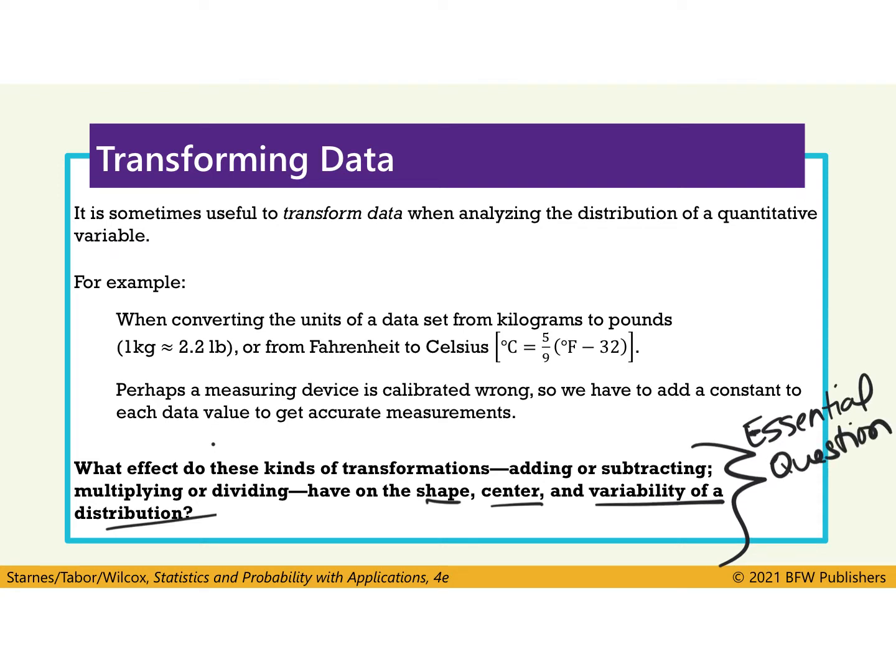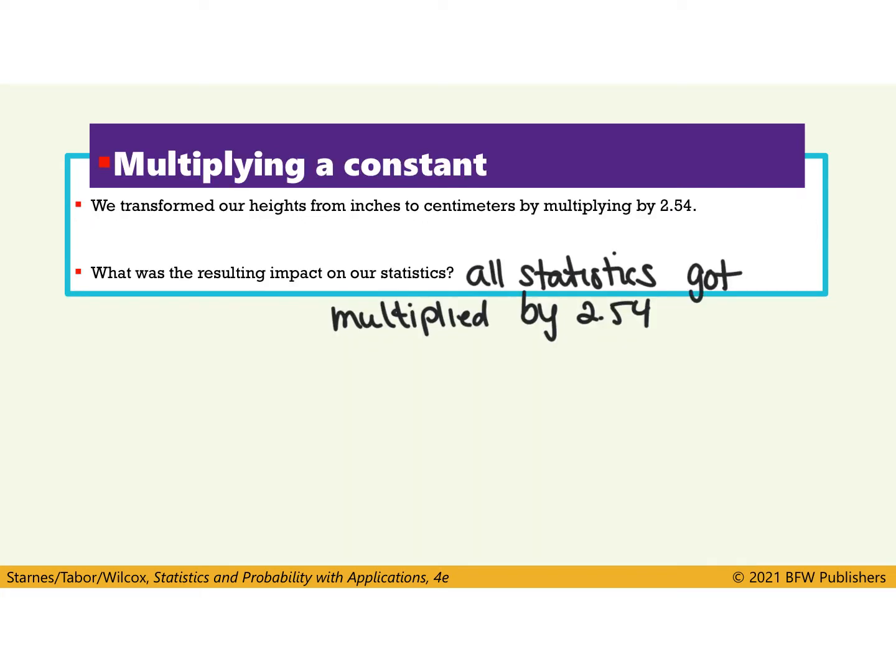Okay, that's what we're looking at today. What we should have noticed from our height activity was that the resulting impact on our statistics was everything got multiplied by 2.54. So our mean of 66.45 got multiplied by 2.54. Same with our standard deviation, the minimum, the Q1, the median, the Q3, the maximum, and the IQR.